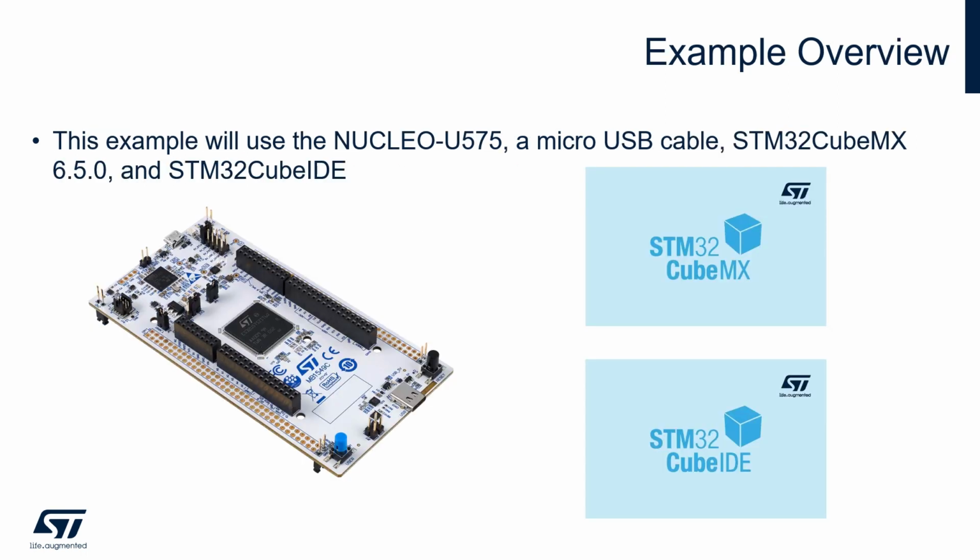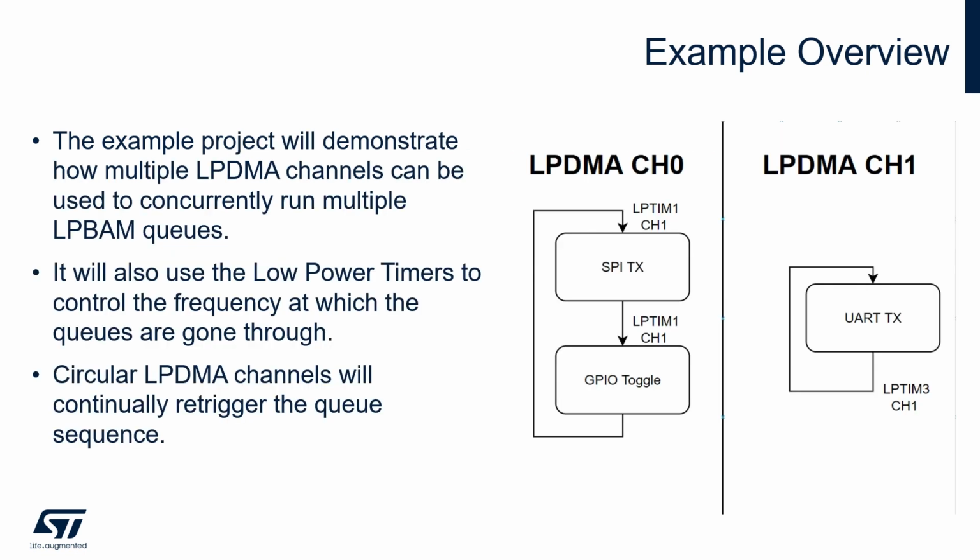With the background information out of the way, I will give an overview of the project that we will create. To follow along with this example, you will need a Nucleo U575 board, a micro USB cable, STM32CubeMX, and STM32CubeIDE. The purpose of this example project is to demonstrate running multiple queues with low-power DMA concurrently and using low-power timers to trigger the sequence.